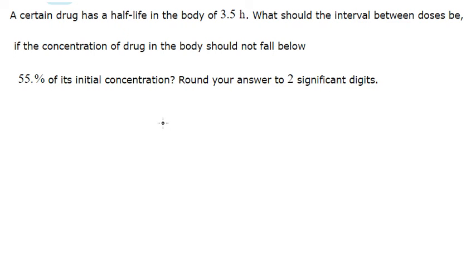So today I want to talk about Half-Life. Now I want to show you how to answer. We know that we have only 55% of initial concentration. That means we have the formula in here.